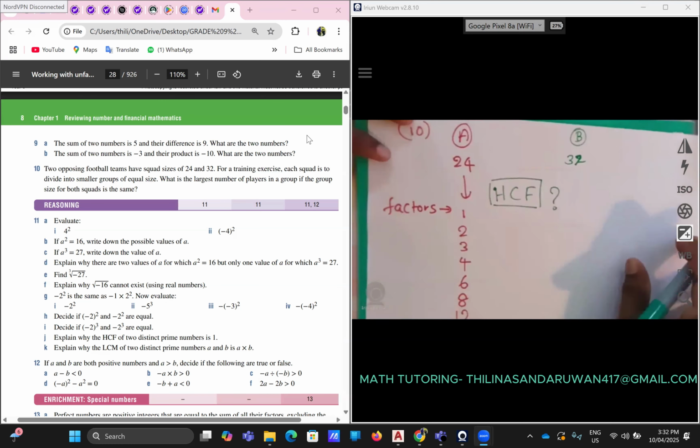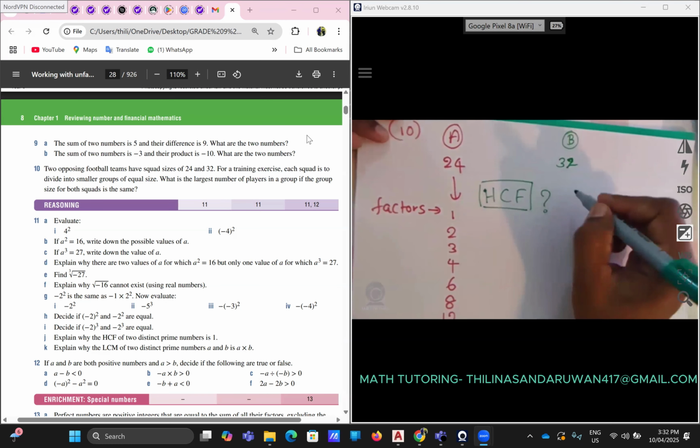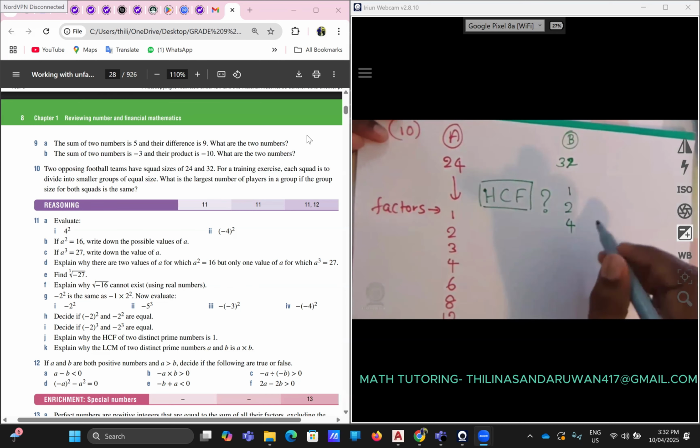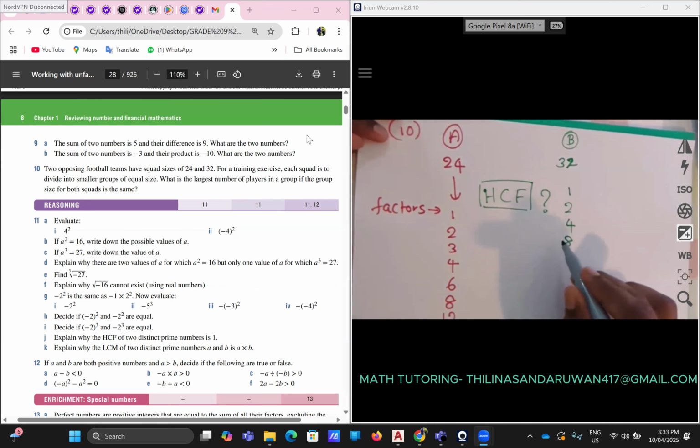Let's say about 32, the team B. 1 is a factor, 2 is a factor, not 3, 4 is a factor, 5 is not, 6 is not, 7 is not, 8 is a factor, 9 is not a factor, and 10 to 15 are not either. 16 is a factor, and after 16, only 32 itself is a factor.